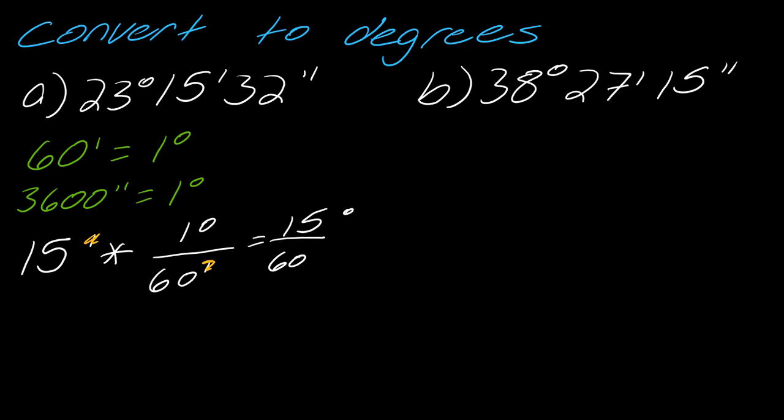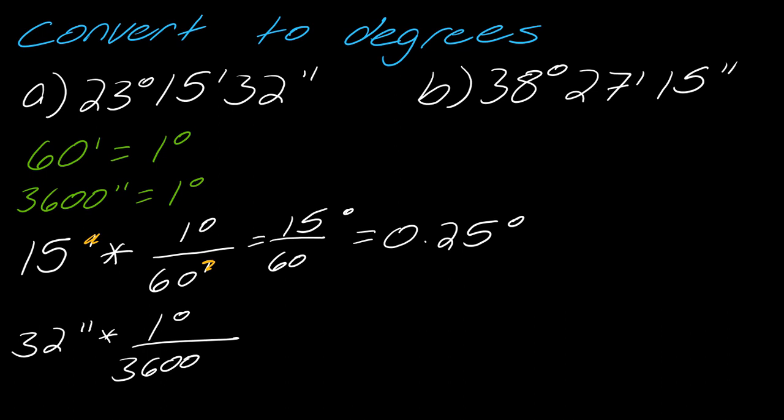And what that is going to come out to then is, let's see, I'm going to run out of room here, but I'll make some space. That's going to come out to 0.25 degrees, okay? And then let's go ahead and do the 32 seconds. Now I need to use this other conversion rate. This is going to come out to 1 degree on top and then the 3,600 seconds in the bottom. So I get 32 over 3,600 degrees now. Once again, notice my seconds canceled out like that.